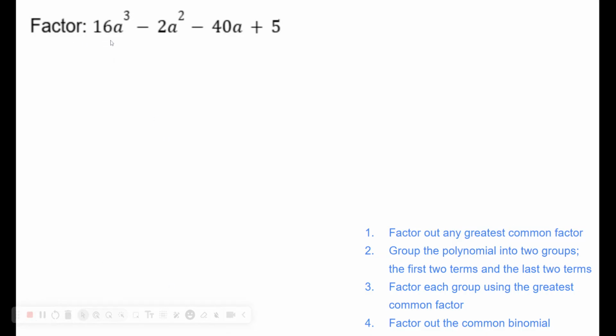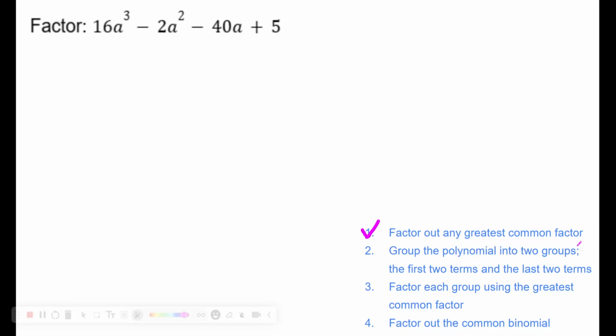Here we're going to factor 16a to the third minus 2a squared minus 40a plus 5. All right, let's look at our checklist. Factor out the greatest common factor. 16 to 40 are even, but 5 is not. Letter a is in the first three terms, but not in 5. I don't think we have any greatest common factor here, so let's check that off.